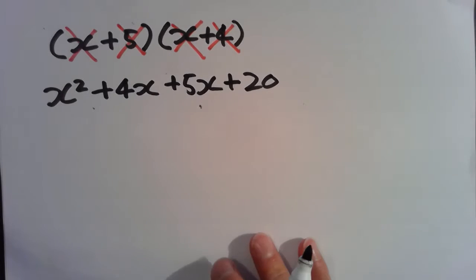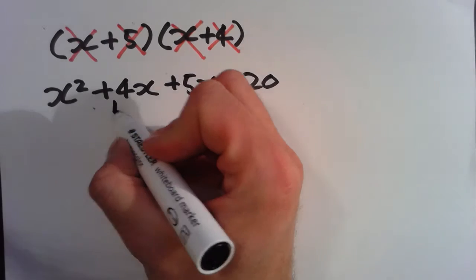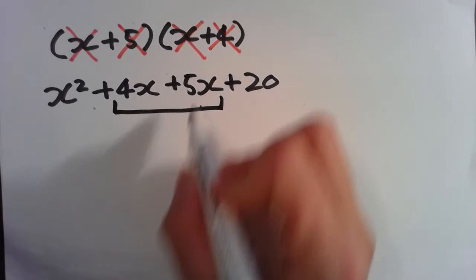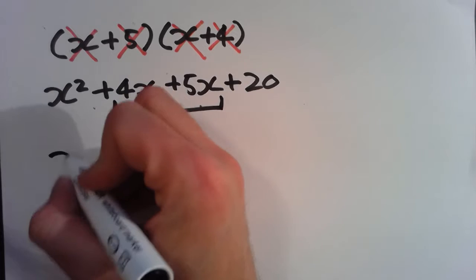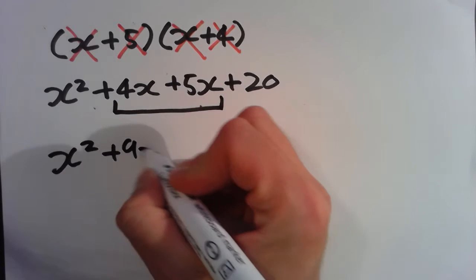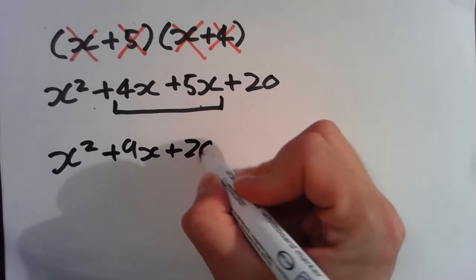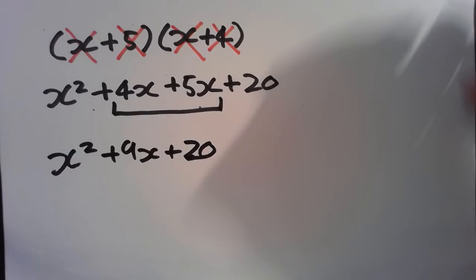Next thing to do is we group the x terms. We have a 4x and a 5x. 4 plus 5 is 9, so that 4x and 5x becomes 9x. X squared plus 9x plus 20, and that is my answer. I'm going to do another one now.